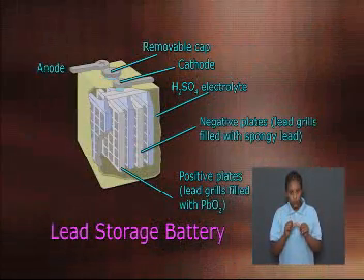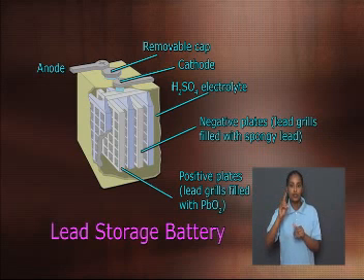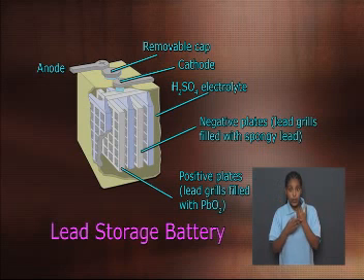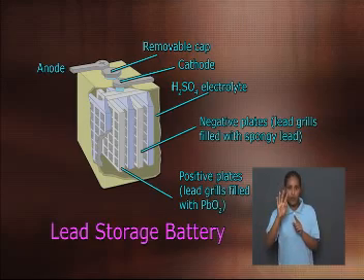Let us move on to the lead storage battery, which is another type of secondary cell with reversible reactions. This type of battery is often used in automobiles. As you can see in this image, a lead storage battery is made up of 6 identical cells that are joined together in a series. Each of these cells has a lead anode and a cathode made from lead 4 oxide packed on a metal plate.